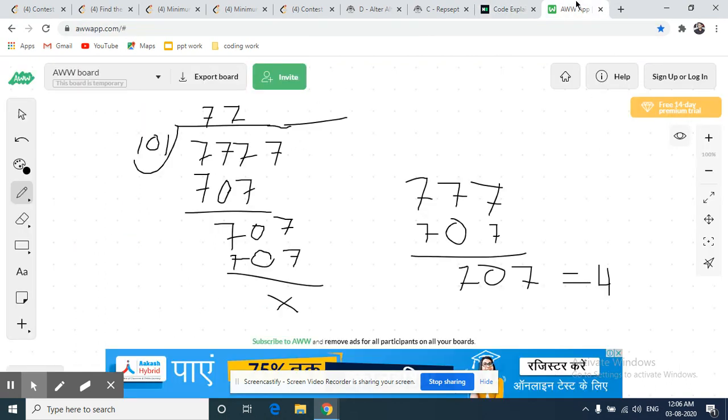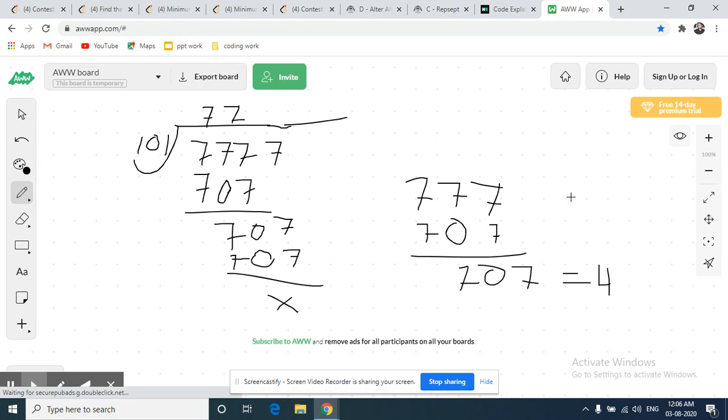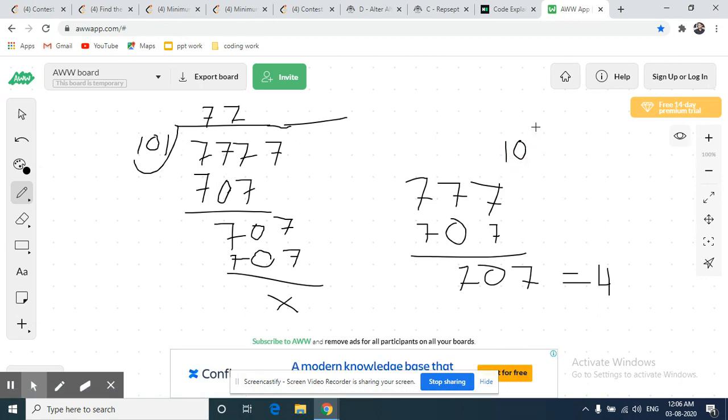What you can do is keep on appending 7s to form a very large number. So let's assume that we go up to 10 to the power 6 or 7. If we don't find any number till we append 10 to the power 7 number of sevens, then we assume that there is no further number.